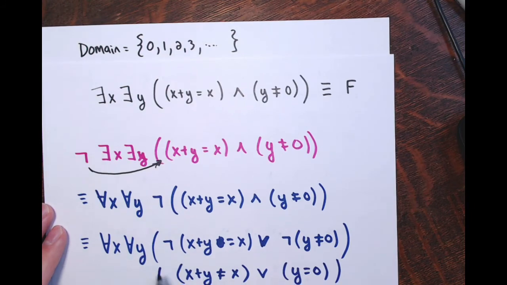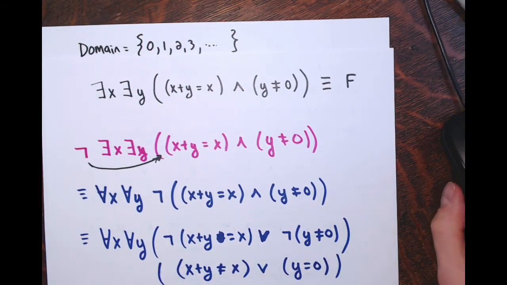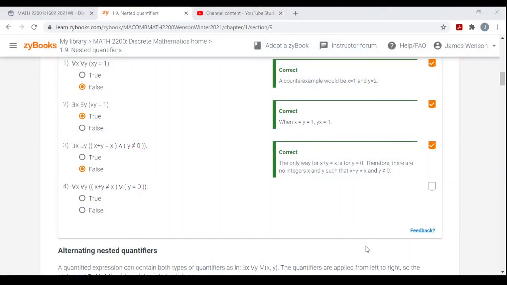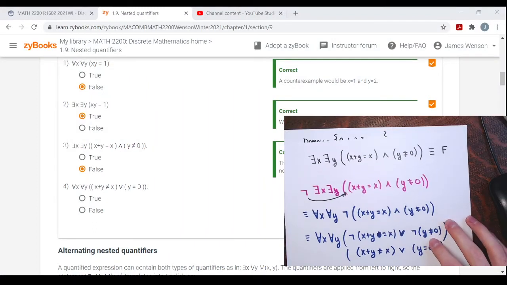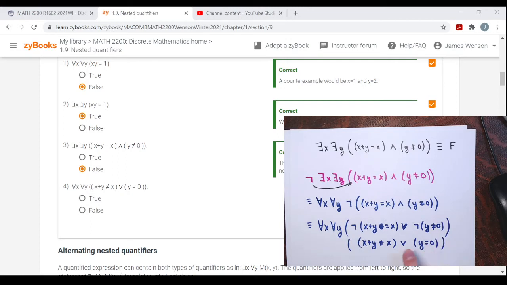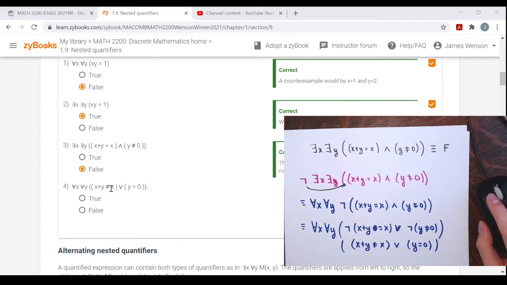All right, and do you see how this statement here is the statement in number 4? The statement I just wrote at the bottom of my paper is the statement in number 4. So this is just the negation of the third statement, and the third statement we said was false. The negation would have to be true then. You see it comes out correct. Let me get rid of the paper.